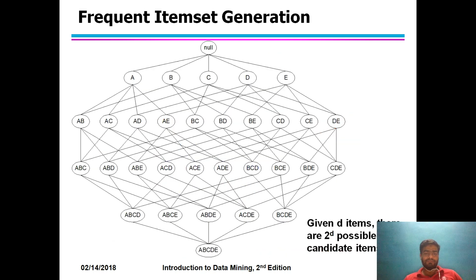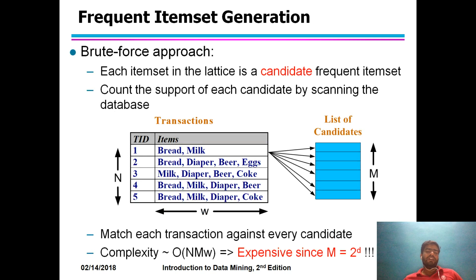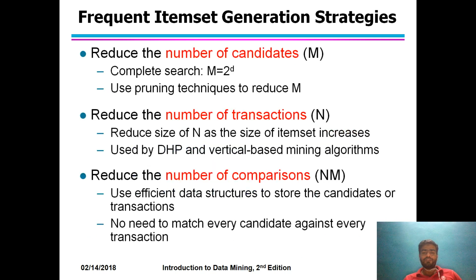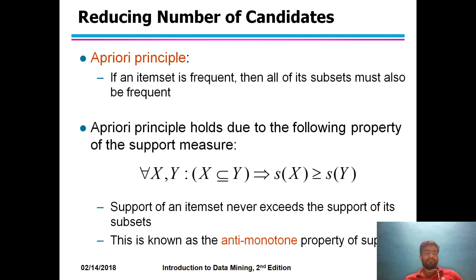For example, if bread, milk, diaper and beer is a frequent item set, then bread, milk should also be a frequent item set, diaper, milk should also be a frequent item set, and diaper, beer should also be a frequent item set. That's what it says. So if any item set having 4 or 5 items is frequent, then all of its subsets must also be frequent.